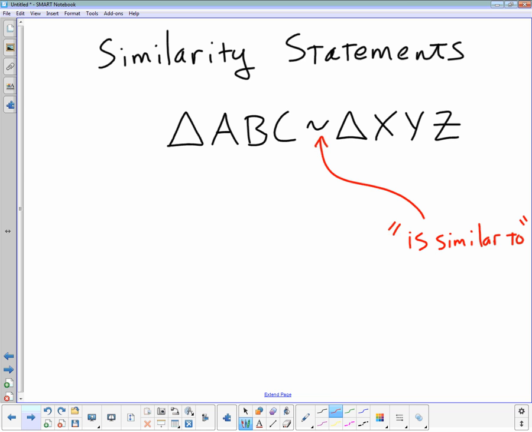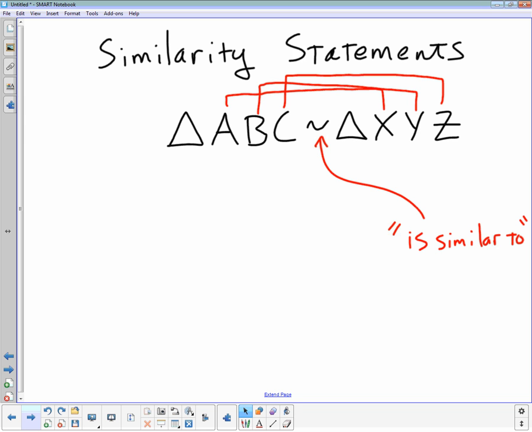And like in the congruent statements, A corresponds to X, and B corresponds to Y, and C corresponds to Z, just like before. So if I talk to you about a segment or an angle in one triangle, you can look at the similarity statement and talk to me about the other triangle.